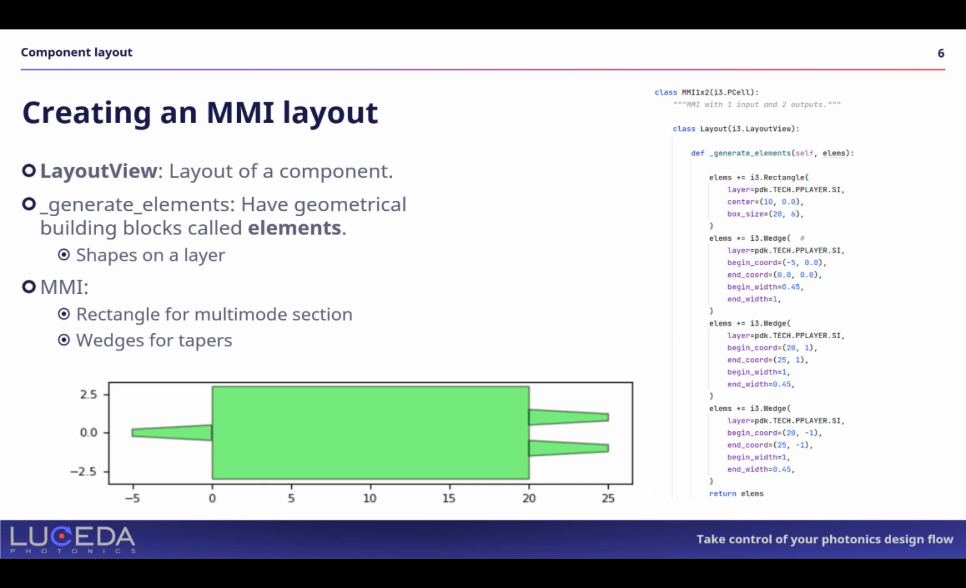To build up the layout, we will use a function called generateElements that has geometric building blocks called elements, which are shapes drawn on a particular layer. To make an MMI, we use a rectangle for the multimode section and wedges for tapers. If we look at the generateElements function to the right, we see the two elements i3.rectangle and i3.wedge. To these elements, you need to provide geometrical parameters such as the center and box size parameter of i3.rectangle. You need to also provide the layer on which the element is to be drawn to the layer parameter.